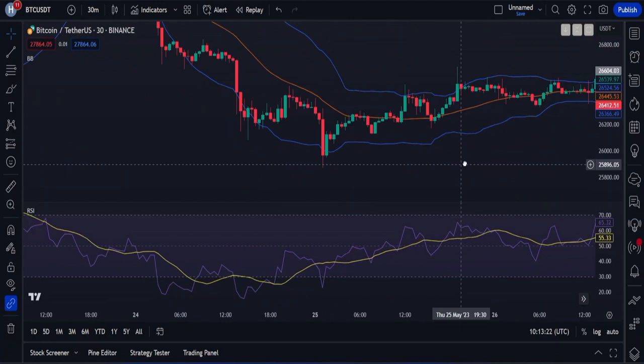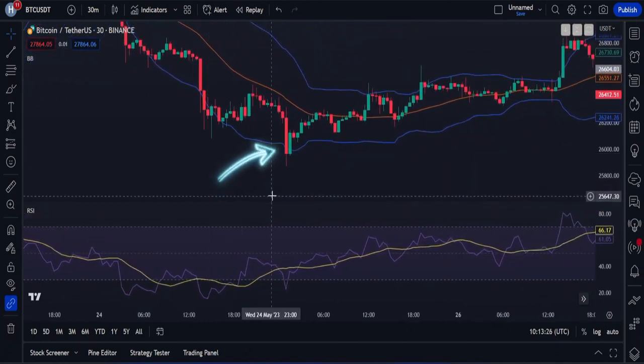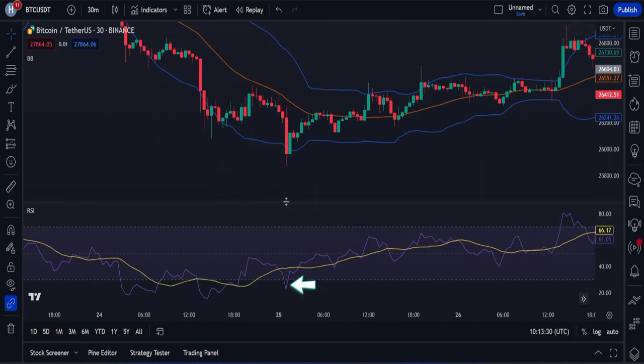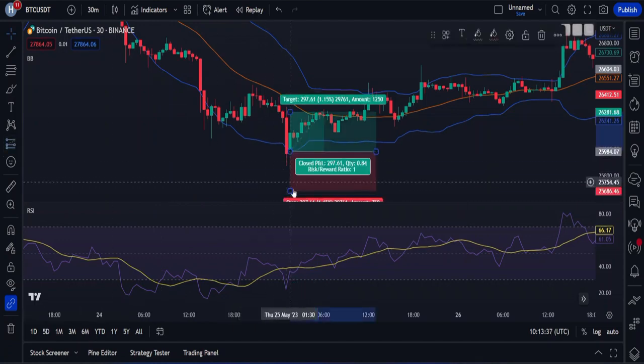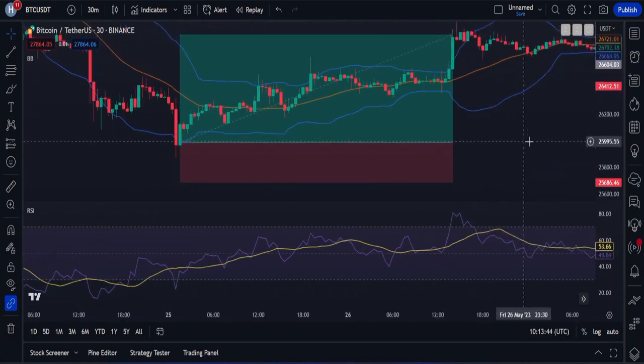Let's go through one more example of a buy trade to understand the strategy better. Here we see the price went below the lower Bollinger Band, and the RSI also went below the 30 mark. So you guys can see if we would have opened a buy trade at this signal, the market would have reverted back, and this position could have made us amazing profits.